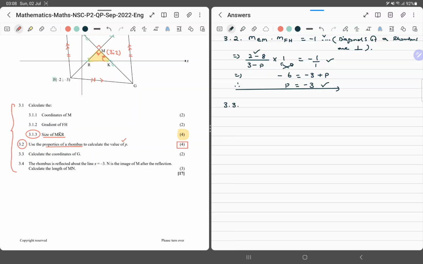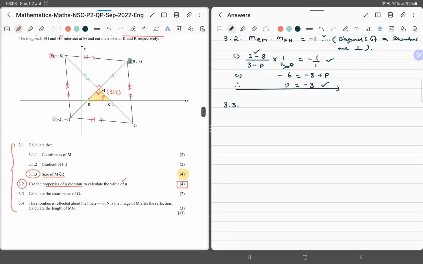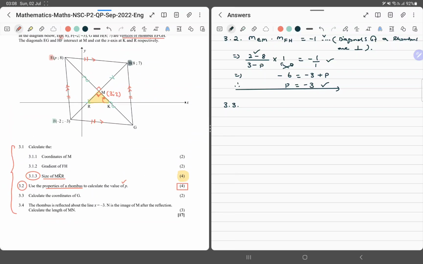We got to move. Calculate the coordinates of G. Now we can do it, because we can see that M is the midpoint. So we can say, we know that G is such that x at G plus x at E over 2 should give us an x at M. Likewise, y at G plus y at E over 2 should give us a y at M. Again, we need to put a reason there.